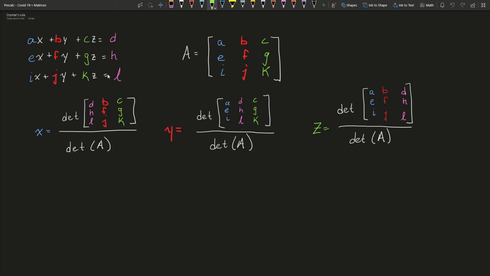So if we have this 3 by 3 system, the first thing that we would need to do is to just get our coefficient matrix. So the coefficients of x, y, and z are a, b, c, e, f, g, i, j, k. Then we would need to take the determinant of this matrix. And that determinant of that matrix would be the denominator of x, y, and z.